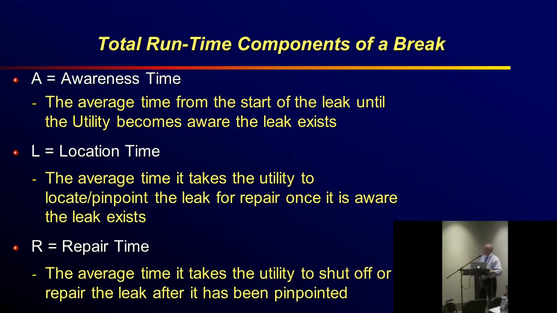The location time is the average time it takes the utility to locate and pinpoint the leak for repair once you're aware of the leak. So if it pops up on a metering, you're aware of it. How long does it actually take for you to define the zone, deploy the leak detection guys, and get the pinpointing done? What's the period of time? Do you actually manage that time? Do you set a target for that time? What's the turnaround time of locating a leak once you're aware of it?